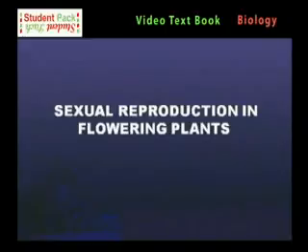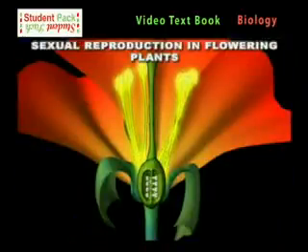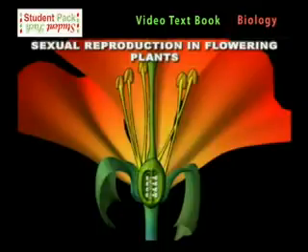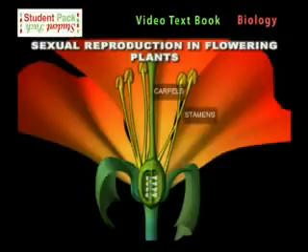In this video, we will understand the sexual reproduction in flowering plants. The reproductive parts of angiosperms are located in the flower. There are different parts of a flower which include sepals, petals, stamens and carpels. Stamens and carpels are the reproductive parts of a flower which contain the germ cells.